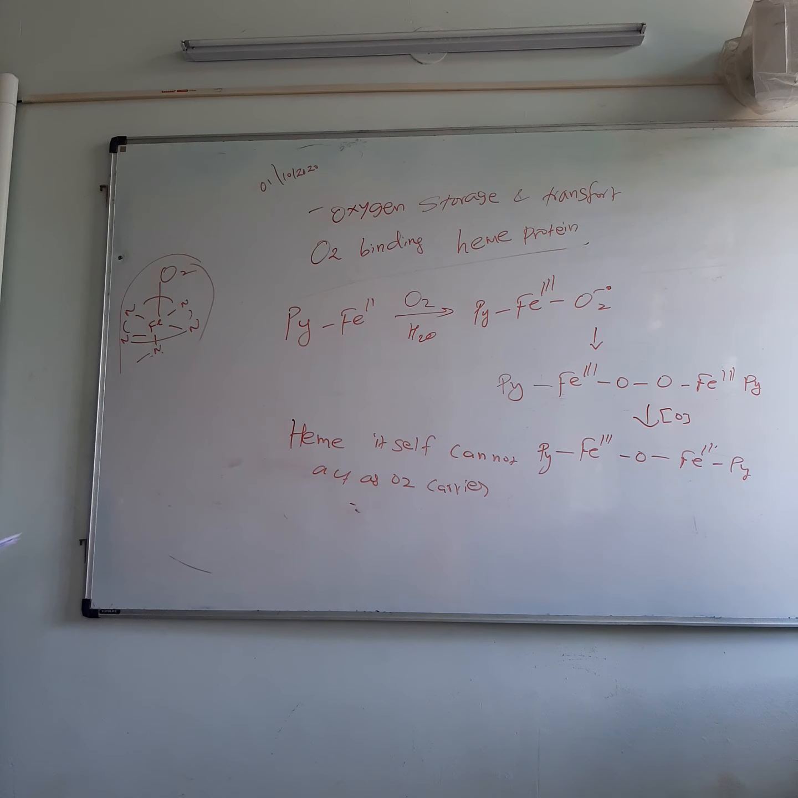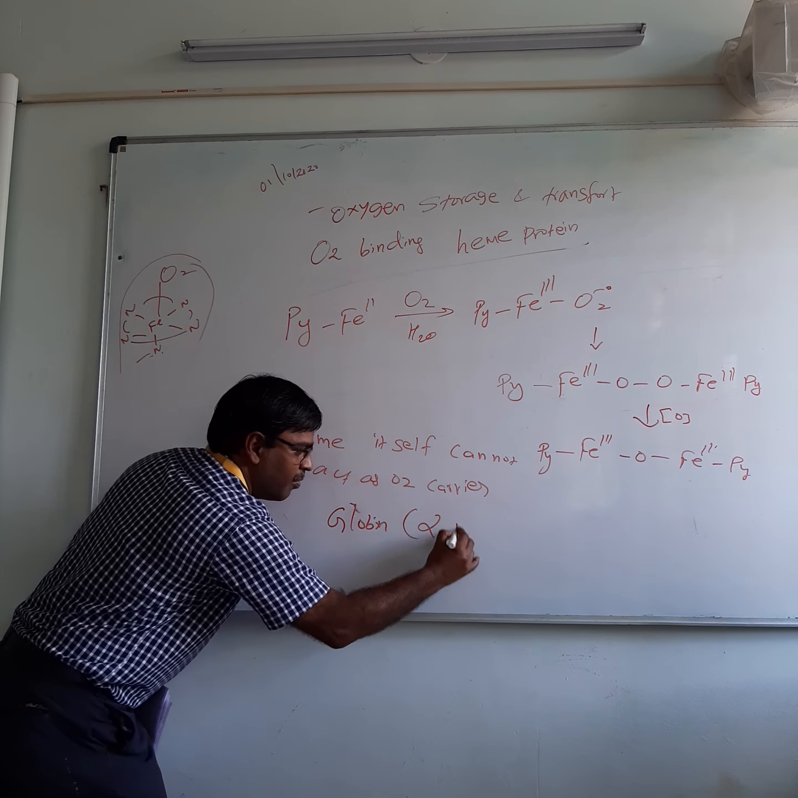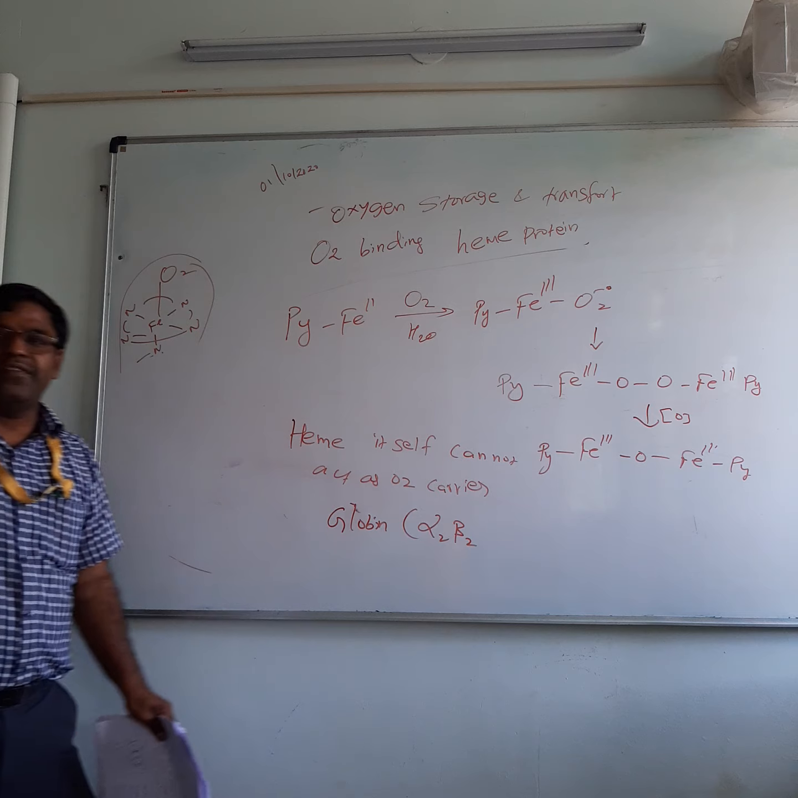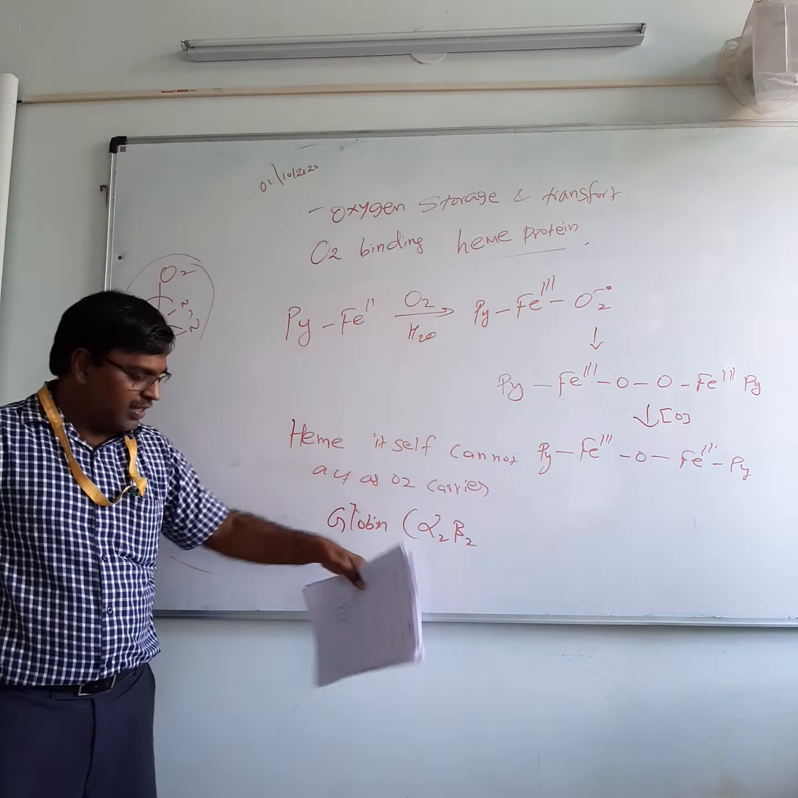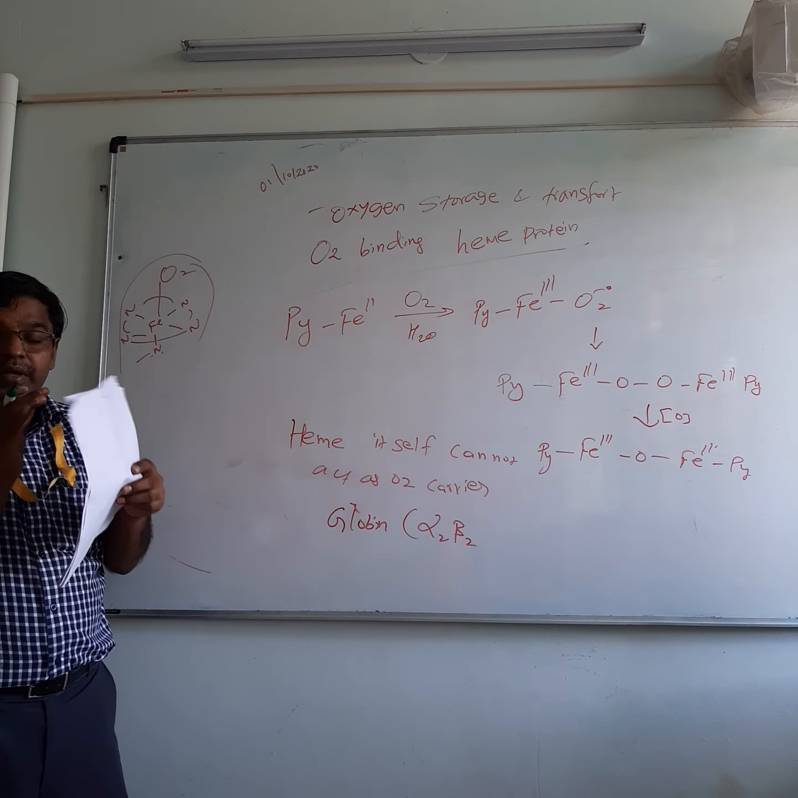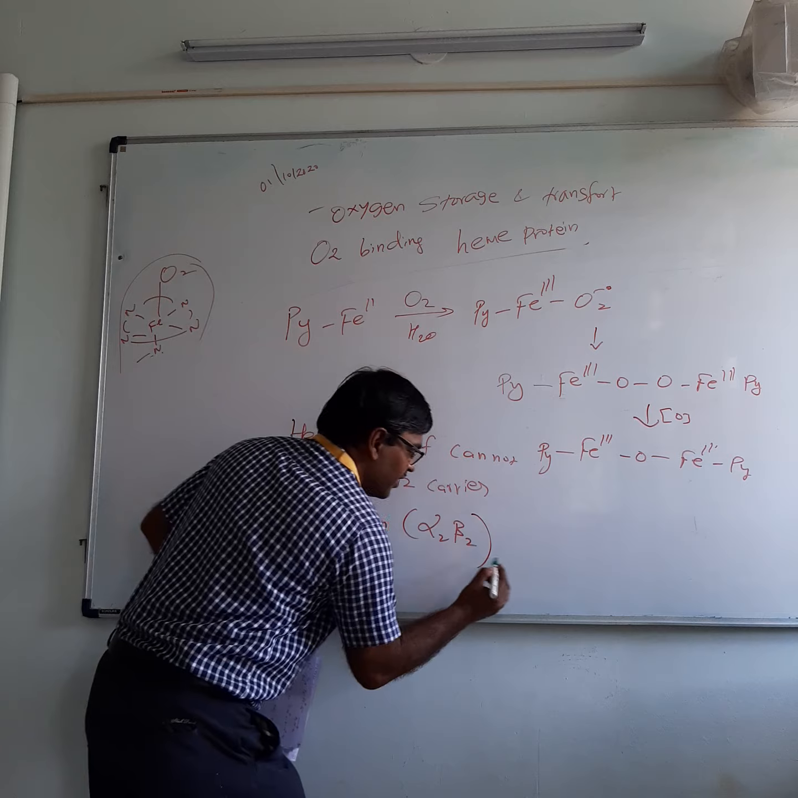Okay, it cannot itself act as an... So the globin, that is the alpha 2, beta 2 proteins, plays a major role. That is what is going to play a major role in how it is going to be protected from the environment. It is going to protect from the water.